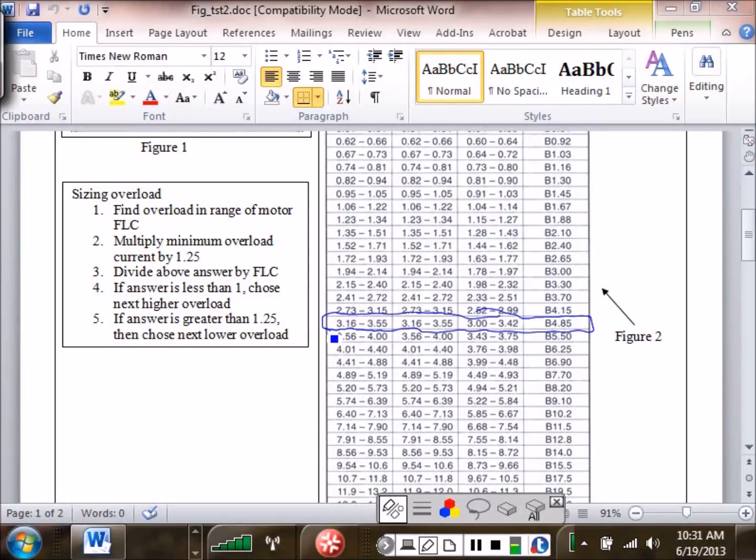Now, NEC says we can oversize the overload because overloads are standard. They're not made for everything, right? NEC says we can size overloads that allow up to 125% of their full load current to go through. And that's even true on circuit breakers. Circuit breakers come in standard sizes, right? Y'all understand?